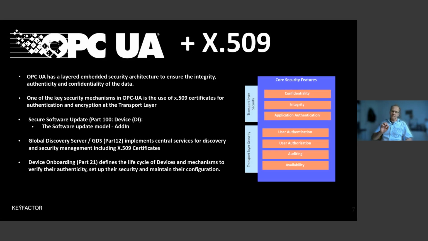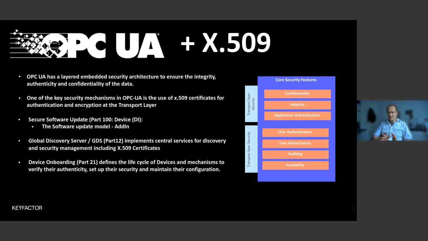So, first of all, OPC UA and X509 certificates. OPC UA has a layered embedded security architecture. That means we have the transport layer security, and there is a typo in my presentation, sorry, and the application layer security. It's not the transport layer security as we see it here on the graphic on the right side. So on the top level, it's the transport layer security, and down we have the application layer security.